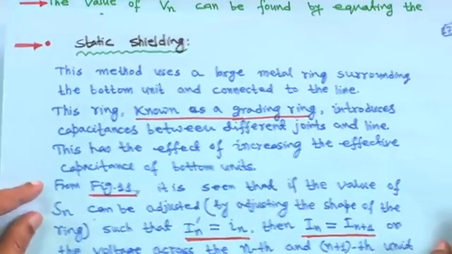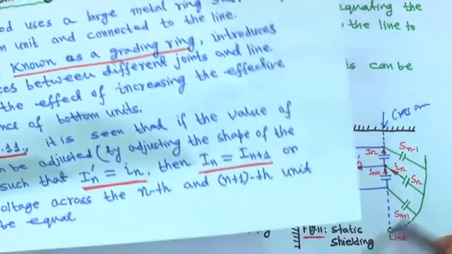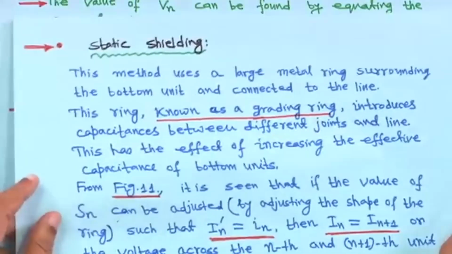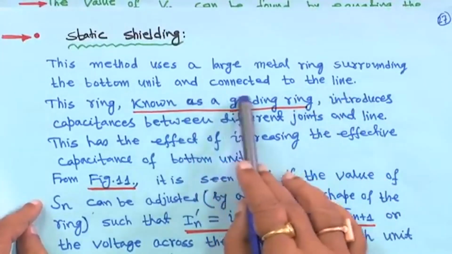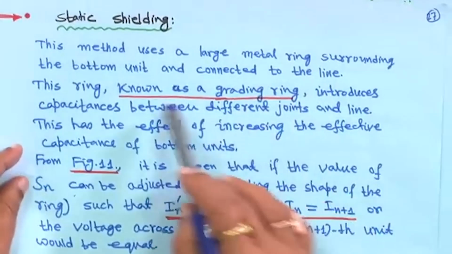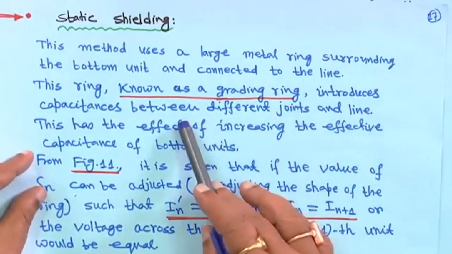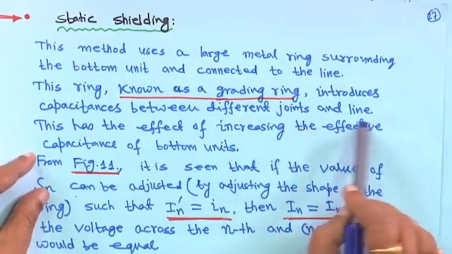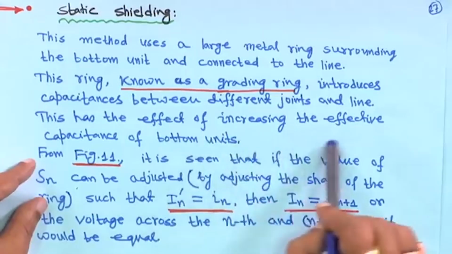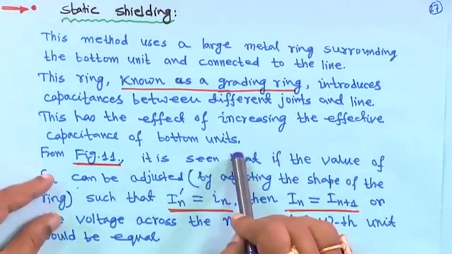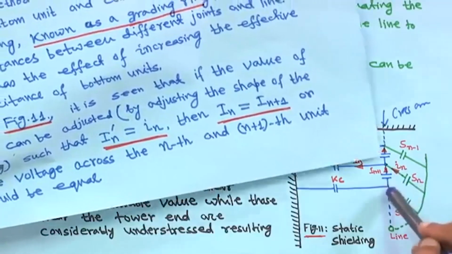If you look at the transmission towers in many places, you will observe this thing also. This method uses a large metal ring surrounding the bottom unit and connected to the line. This ring is known as a grading ring, and it introduces capacitances between different joints and the line. This has the effect of increasing the effective capacitance of the bottom units.